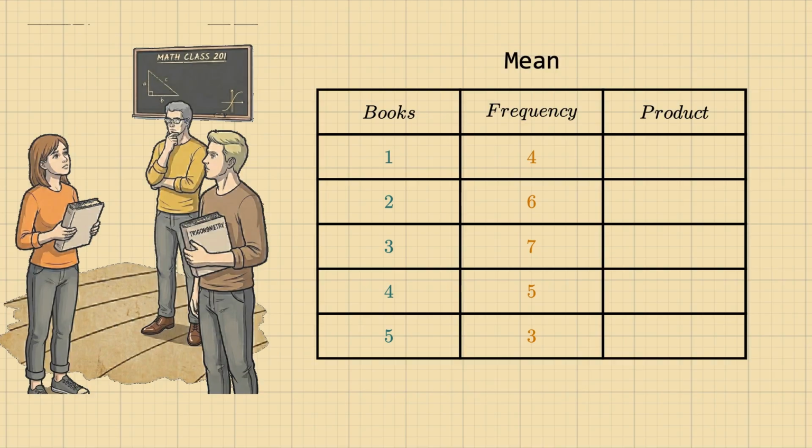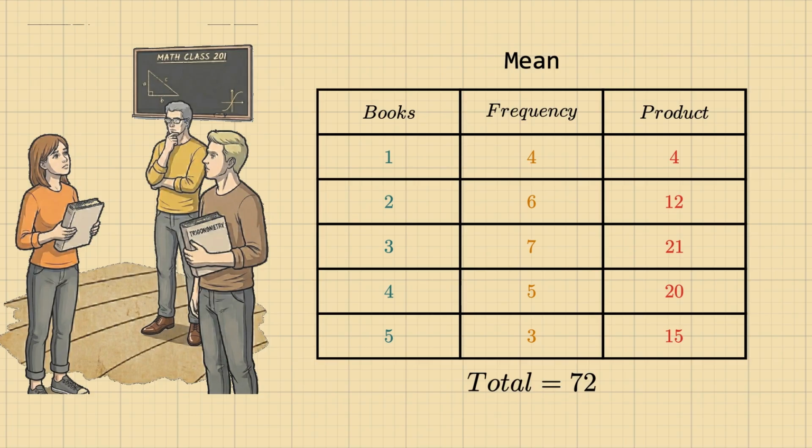Just like before, instead of writing all the values out, we multiply each number of books by its frequency. 1 times 4 gives us 4, 2 times 6 is 12, 3 times 7 is 21, 4 times 5 is 20, and 5 times 3 is 15. Now we add all these results together. This gives us a total of 72 books.